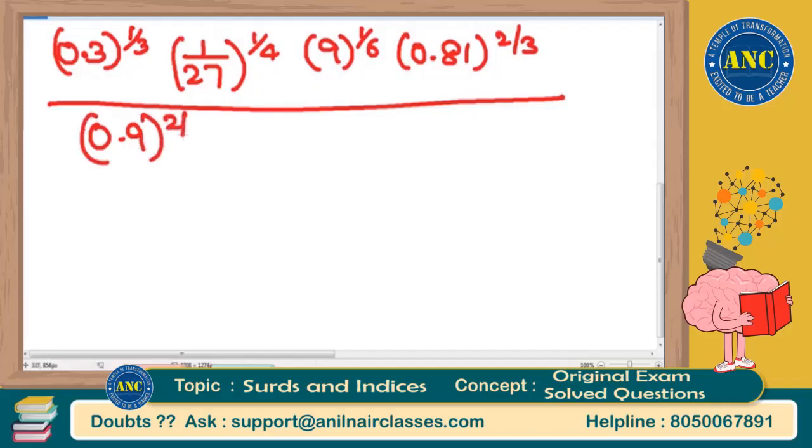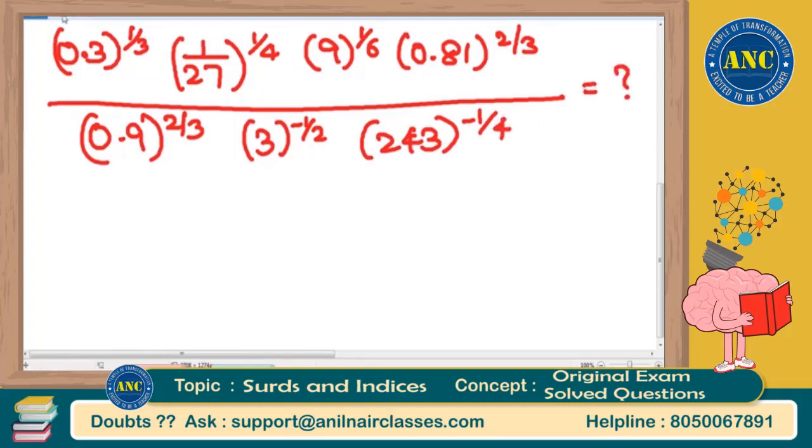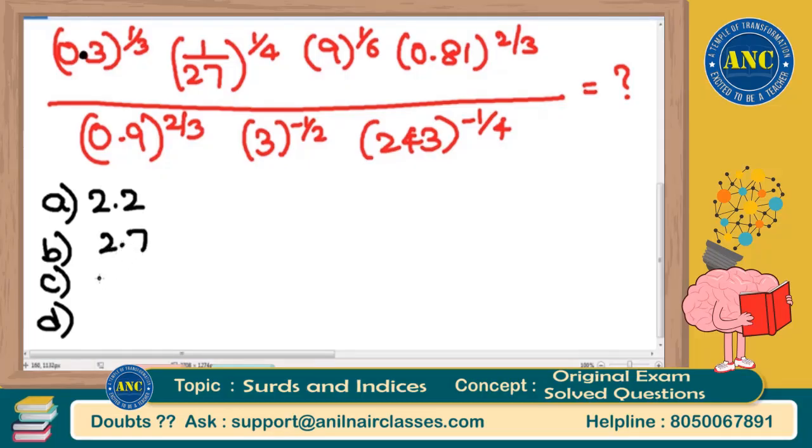0.9 to the power of 2 by 3, 3 power minus 1 by 2, 243 to the power of minus 1 by 4. This entire expression, I need the value. And the answer options were given in your mock examination. This is your original mock question, sir. One of the mocks, this question was asked. I just picked it up and I am drafting and solving this question. Options are 2.2, 2.7, 2.4, 2.6.